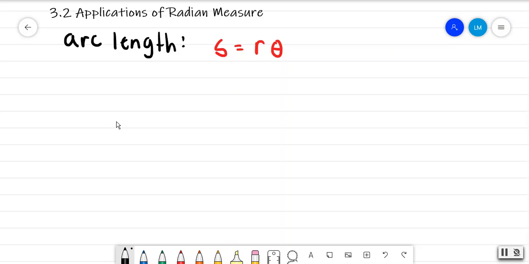Hello, in this video I'm going to talk about applications of radian measure. Usually when we talk about applications of radian measure, we're talking about arc length, which in this case is given by the formula S equals R times theta.